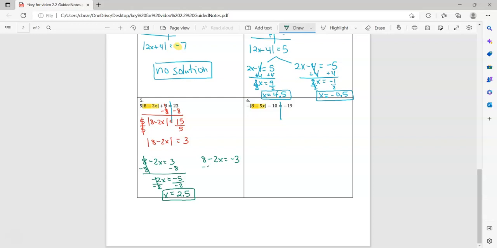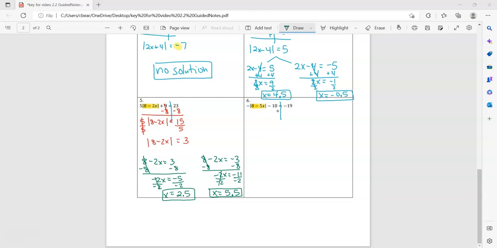For this one here, same idea. Negative 2x equals negative 11. Divide both sides by negative 2. 2 goes into 11 5 times, and then half of another one, so 5.5. And it's positive because we divided a negative by a negative. Okay, last one, and then this should be enough for you to be able to work on your IP.